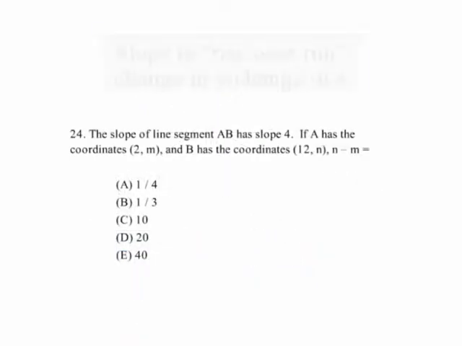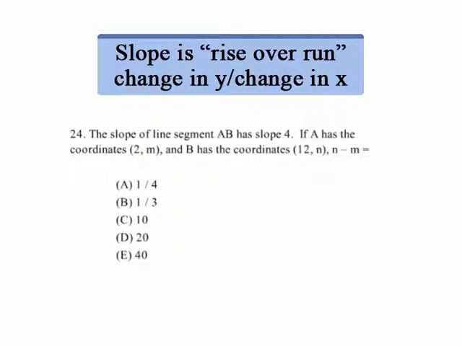This is a slope problem, and remember slope is rise over run, the change in y divided by the change in x. In this question we're told that the line segment AB has a slope of 4, and that point A has the coordinates 2, m, and B has the coordinates 12, n, and then we want the value of n minus m. Well, the value of n minus m would be equivalent to the rise in the line that creates a slope of 4.